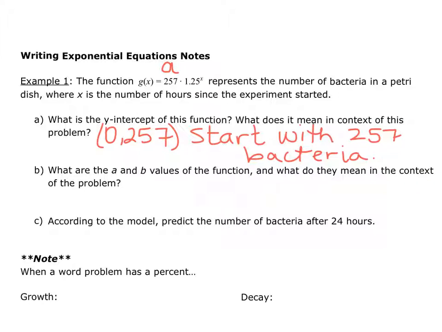So B says, what are the A and B values of this function, and what do they mean in this problem? So my A value was 257, right? And we said that's how much we start with, right? So we're going to put starting amounts.